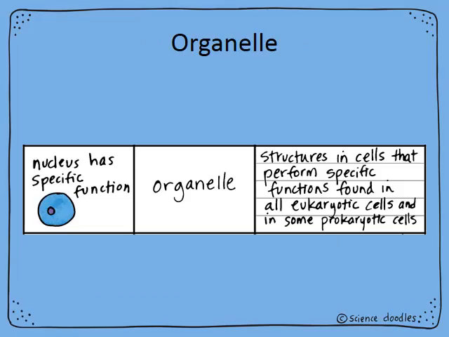All right, the next word is organelle. Organelles are structures in cells that perform specific functions, found in all eukaryotic cells and some prokaryotic cells. Organelles in prokaryotic cells are very rare. They do have ribosomes, which is an organelle, but that's about it. Organelles are all those little things on the inside of the cells that you maybe saw in the pictures, and they have different functions.